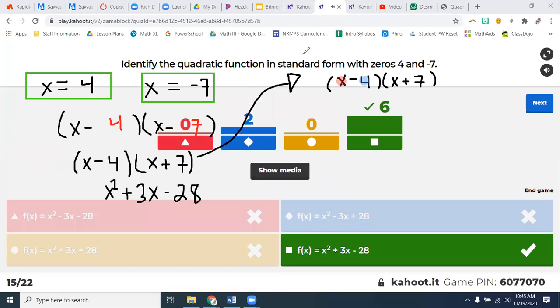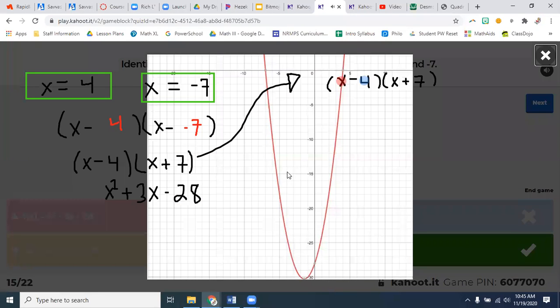Should have the answer already. Okay, so what happened here? What you have to remember about FOIL, something times something, binomial times binomial. You have to distribute the first thing, distribute the x, so x times x gives you x squared. x times 7 gives me 7x. Okay, this is a negative 4. Keep the sign with the number. Negative 4 times x is negative 4x. Negative 4 times 7 is negative 28.